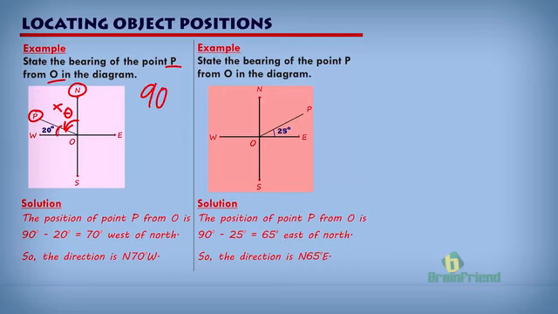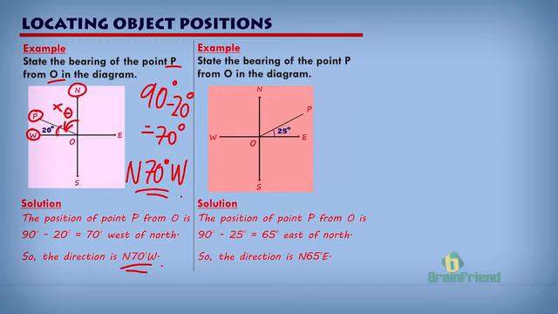We said angle in a typical quadrant is 90 degrees. Therefore, our unknown angle is 90 minus 20 degrees that we know. And that gives us 70 degrees. So we have 70 degrees, and our direction is in between the west and the north. So we write that down as north 70 degrees west. Quite simple. Let's take another one.